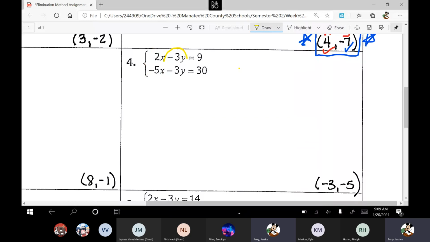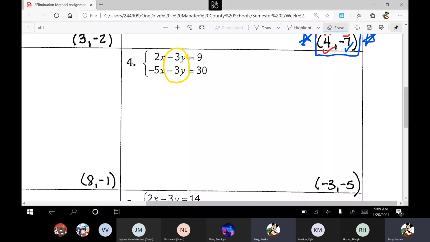Let's look on to our next one. We have negative 3y and negative 3y. Are these opposites? Yes or no? Please write your answer in the chat. And for this one, they're also not opposites.